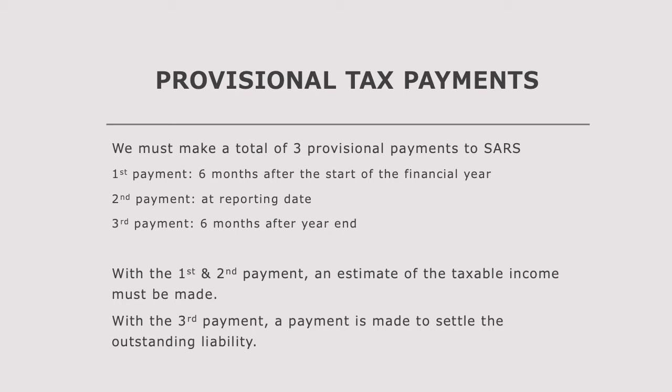So with regards to the first and second provisional tax payment, we estimate the provisional tax that we are going to be paying by estimating our taxable income. With the third payment, we make this payment in order to settle the outstanding liability. So technically, you only really need to make this third payment if your first and second provisional payment are short of what your actual income tax assessment for the year is.